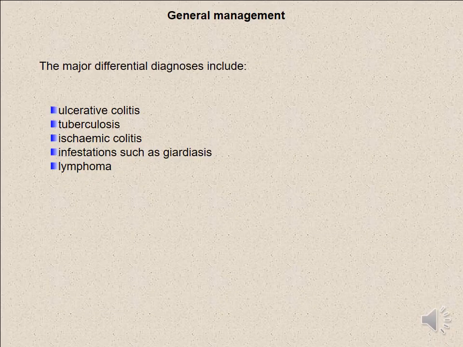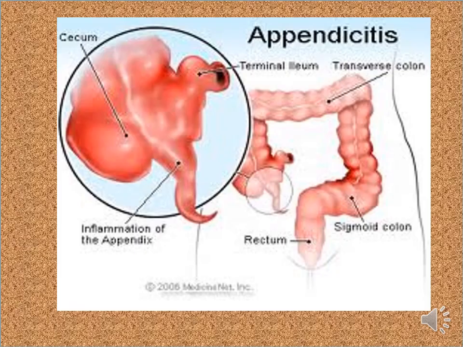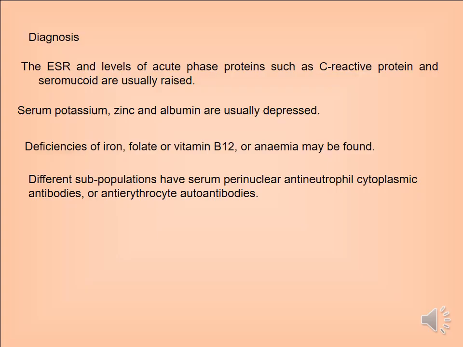How do we manage the patient with Crohn's disease? The major differential diagnoses include ulcerative colitis, tuberculosis, ischemic colitis, infections, and lymphoma, which is one of the most important for differential diagnosis. Appendicitis: the ileocecal region, the appendix region, is very important to differentiate from Crohn's disease, by diagnosis of the appendix to see if it is appendicitis or Crohn's disease.